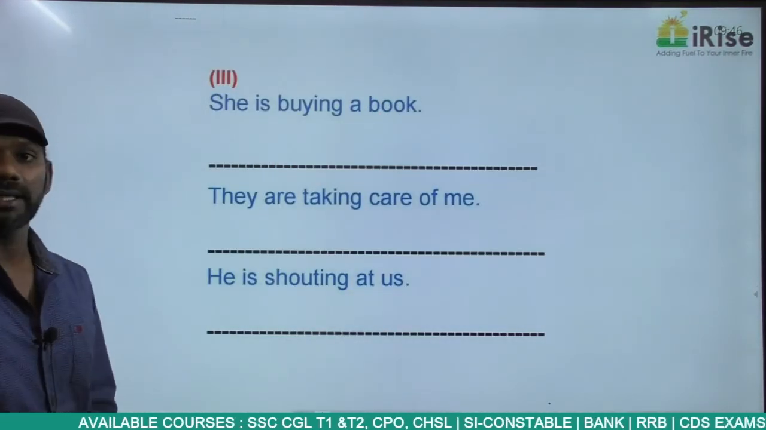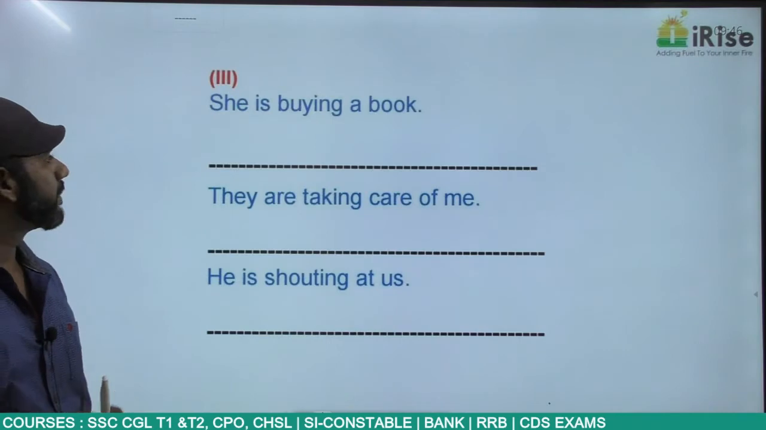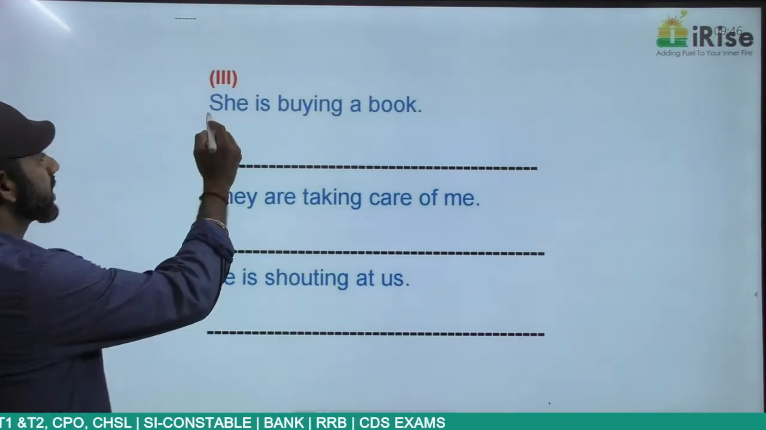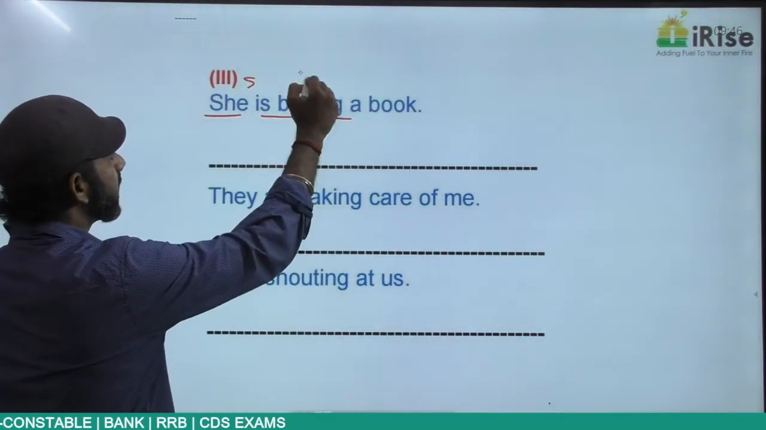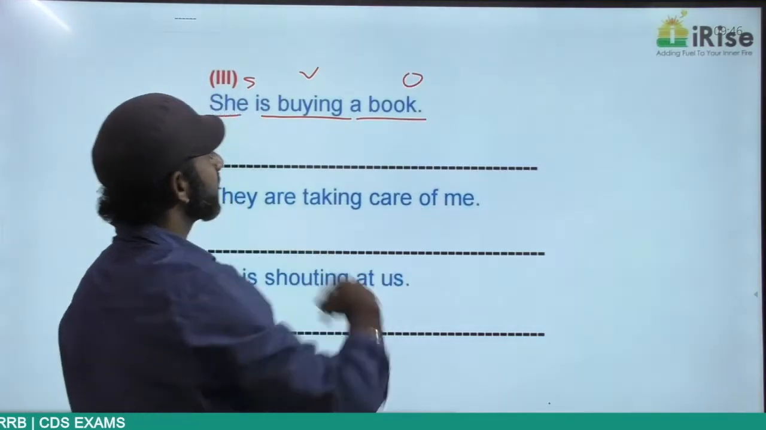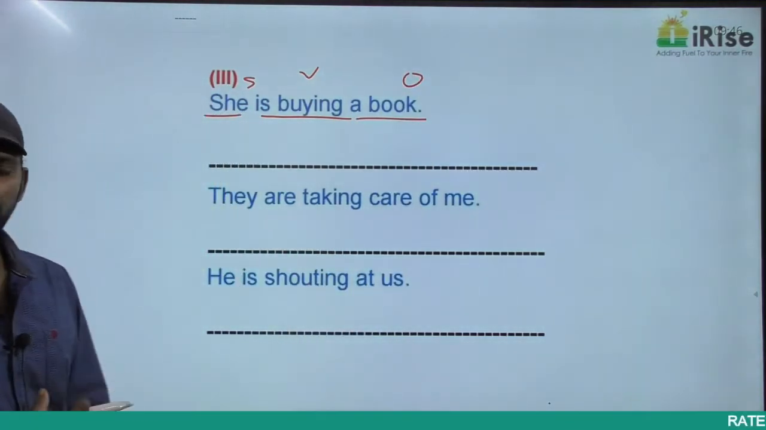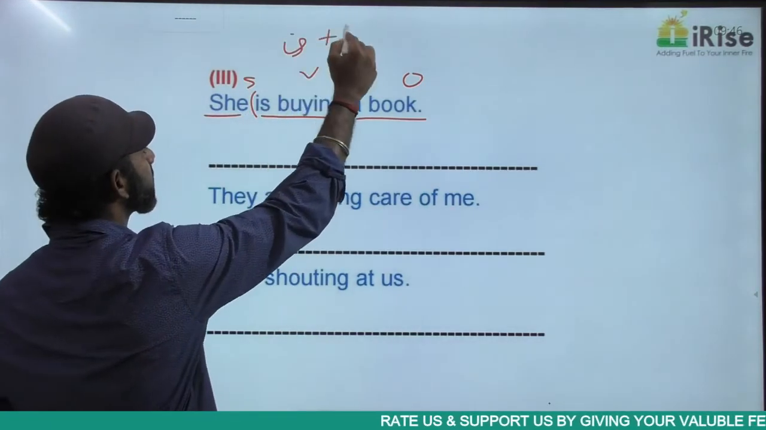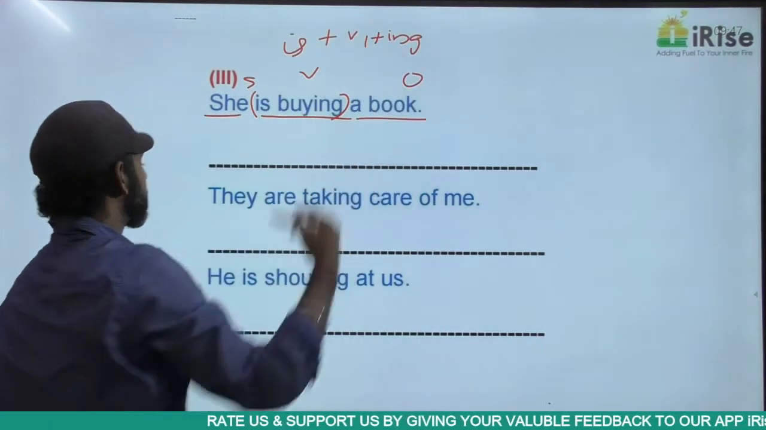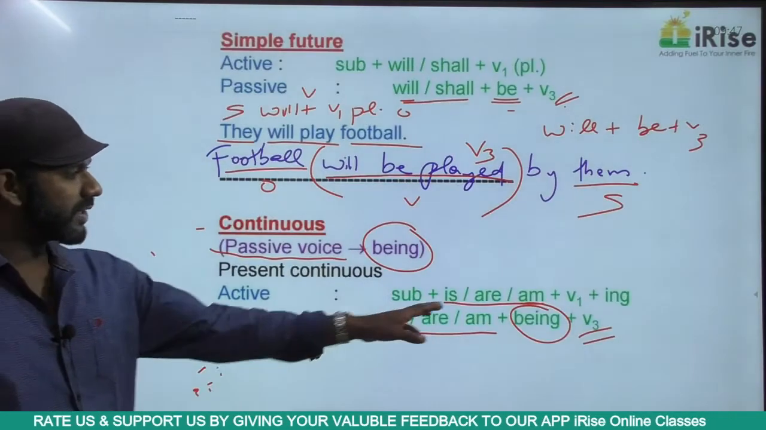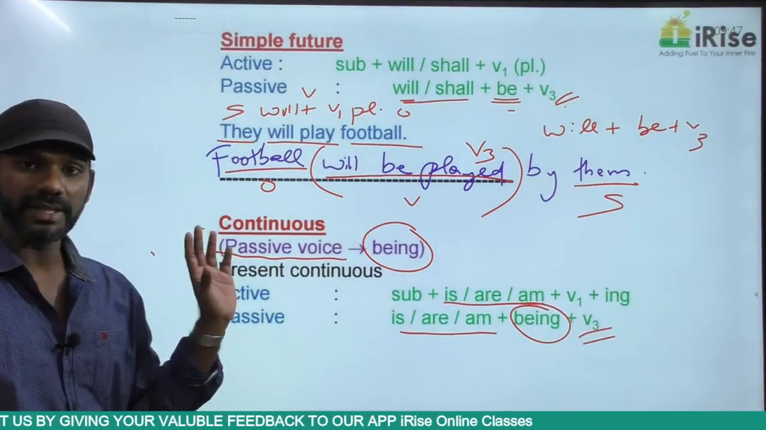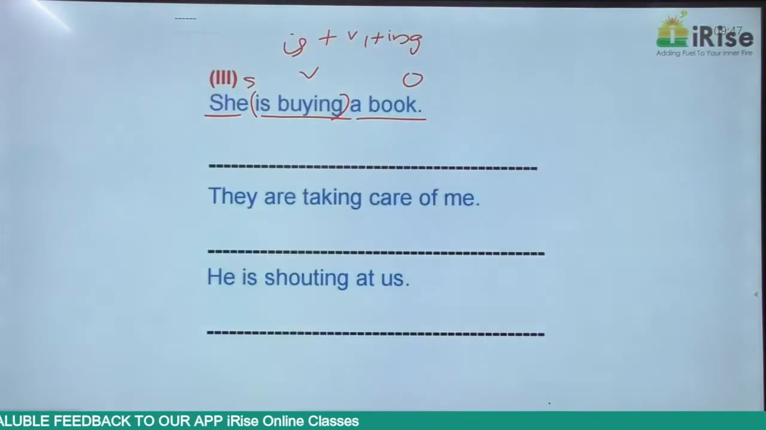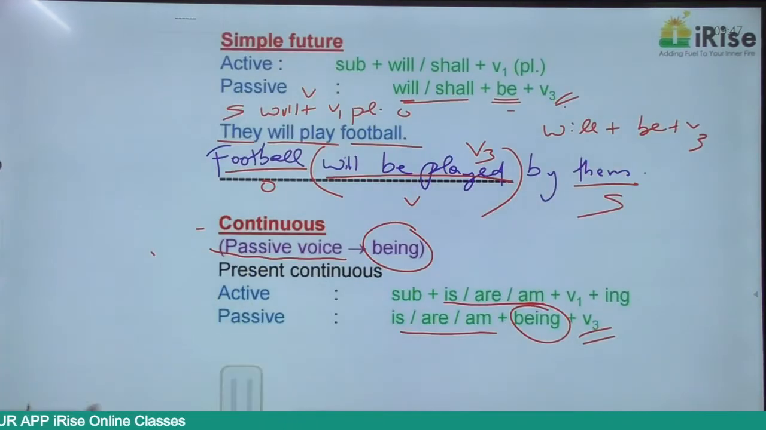She is buying a book. The subject here is she. Is buying is a verb here. A book is the object here. Subject, verb, object: active voice. Is buying is is plus V1 plus ing, and is plus V1 plus ing is present continuous active voice. So this sentence is in the present continuous tense, active voice.